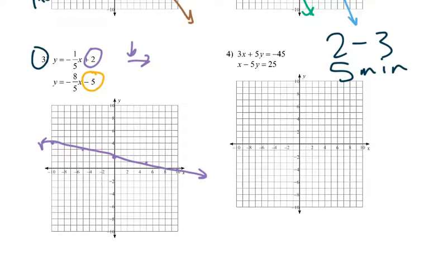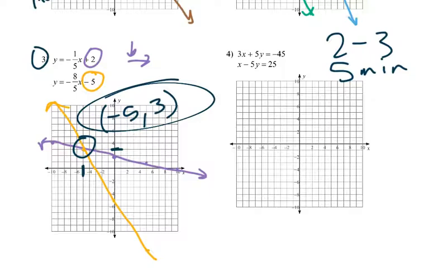Then we start at negative 5 on our second one, and we're going down 8 and to the right 5. This would be clear down here somewhere. Or up 8 to the left 5, and we can see right where that point is. Right there we have one solution, so it's a consistent independent, and our solution's at (-5, 3). Alright, so hopefully that's what you came up with.